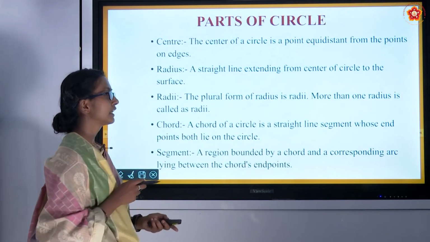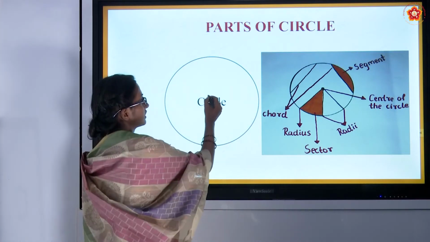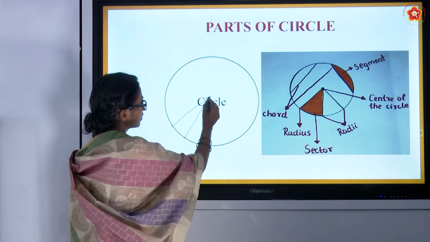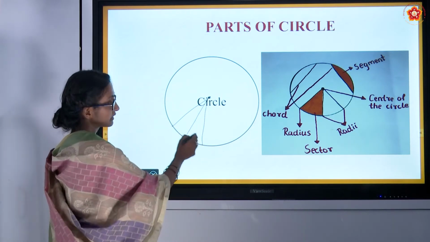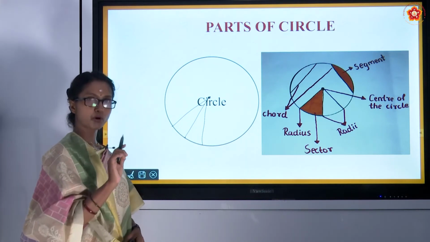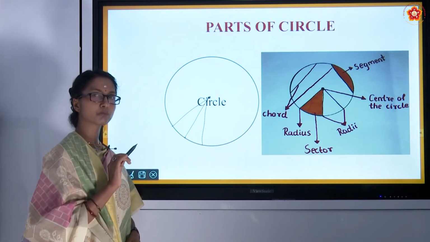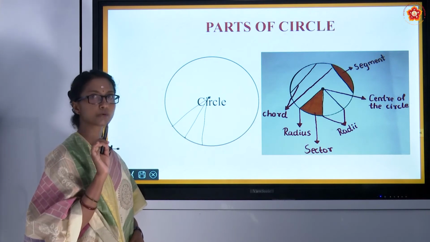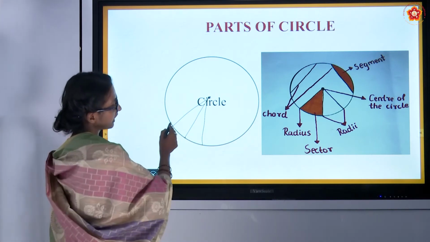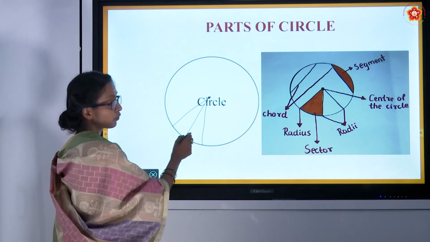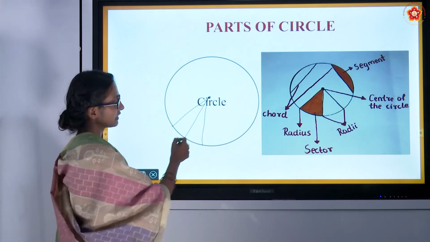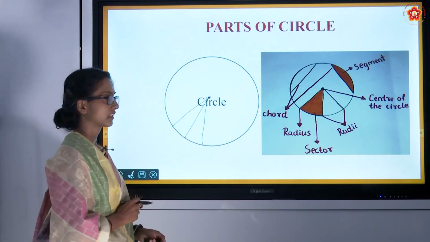Radii is nothing but, if you think this is the center of the circle, I will draw 1, 2, 3. So there are 3 radii. So for example, in your class, for one boy you will call him boy. If there are so many boys, then you will not call it boy. Boys you will call. It is the plural form of boy. In the same way, if we find more than one radius, then it is called radii.